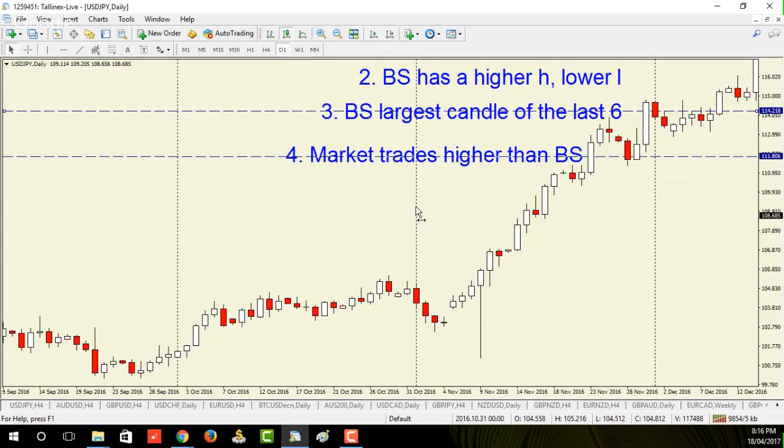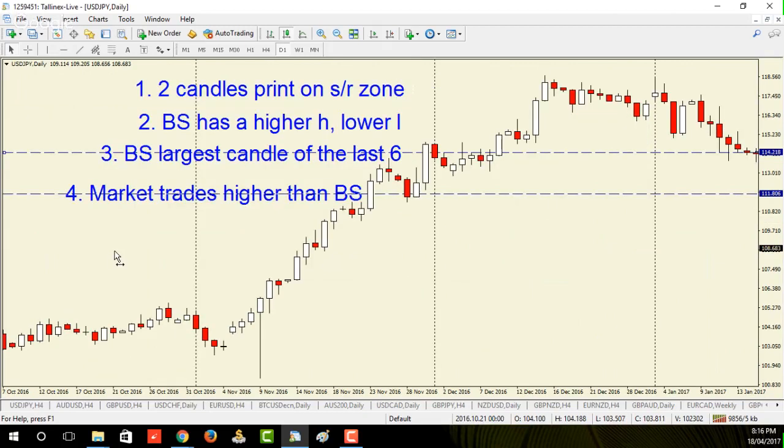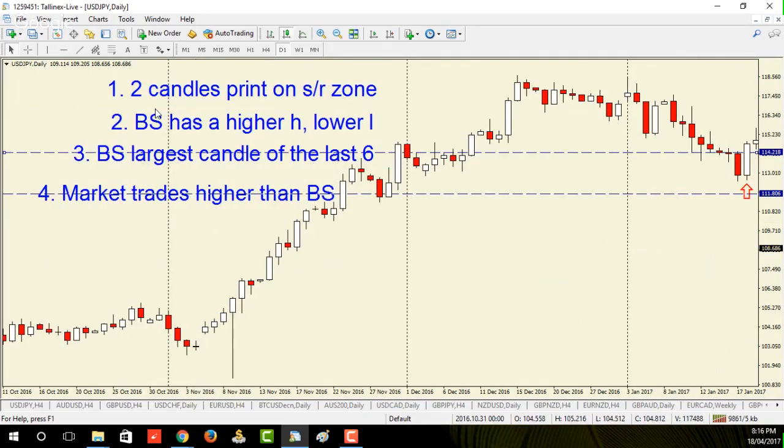Happening. But I just wanted to give you the rules here. So is everyone clear on the rules? The 2 candles print on a support and resistance zone. The big shadow has a higher high and a lower low. The big shadow candle is the largest candle of the last 6 or the last 10. If you want to, here's an optimizer for you right here. If you want to trade the best ones, spread this out to the last 10 candles. Okay? And the market has to trade higher than the big shadow.